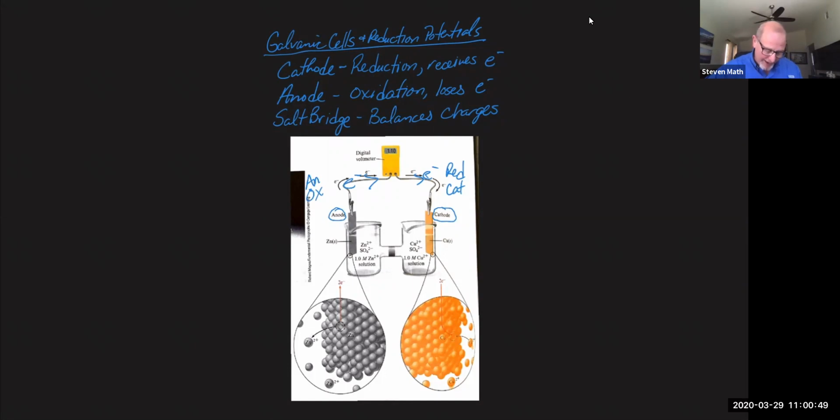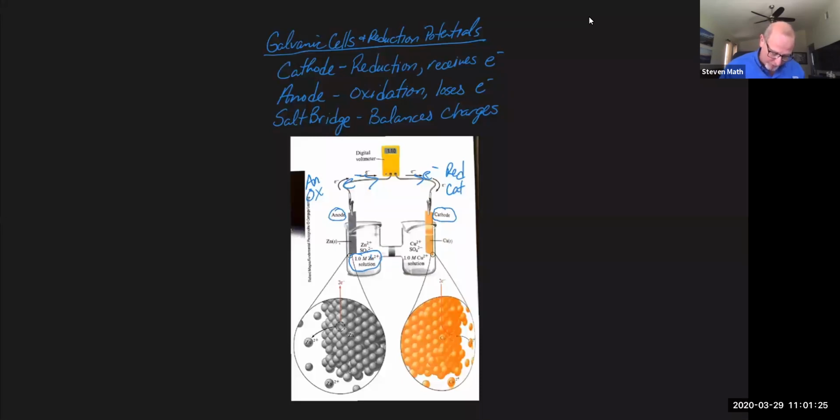This anode has zinc in a solution of zinc sulfate. They've made it just so that these are standards of 1 molar solution. When we talk about standard conditions, we talk about 25 degrees Celsius, 1 atmosphere of pressure, 1 molar solutions. We'll find out later on what to do if these are not 1 molar solutions. But these are standard.